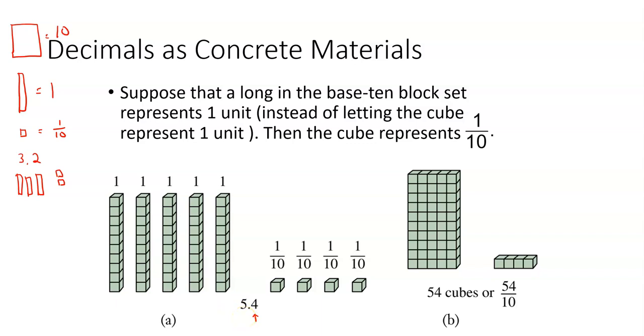Sometimes you'll hear me say, define the unit, or define the smallest block. Define the smallest block means tell me what that little block means. In this problem, it's worth 1/10. So if I have 54 of them, I have 54 tenths. I have 5 wholes and 4/10. But what if I had a number like this, 5 and 42 hundredths? Well, now that little block can't be worth tenths anymore, because then what am I going to do with the 2? So now I've got to make that little block worth 1/100th.